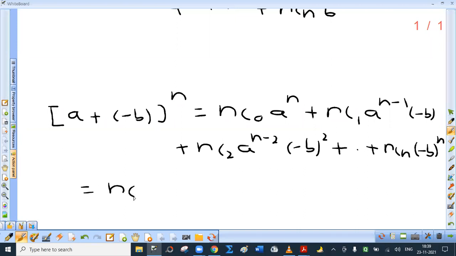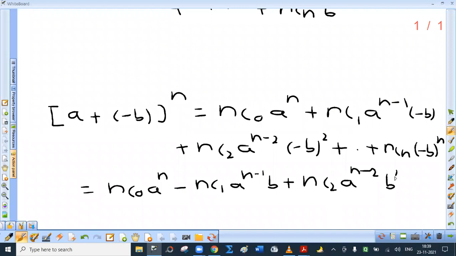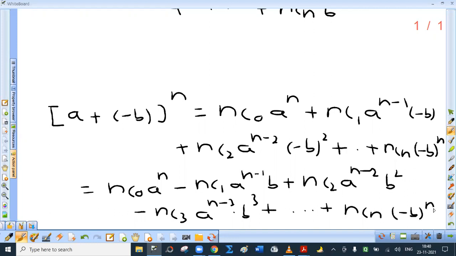Now nC0 a raised to n as it is, into minus b, so the second term becomes negative: nC1 a raised to n minus 1 into b. The third term will be positive, because the square of minus b is again plus b square, so plus nC2 a raised to n minus 2 into b square. Obviously the next term will be negative: nC3 a raised to n minus 3 into b cube, and so on. I cannot decide the sign of the last term because I do not know the value of n, so I'll just write nCn minus b raised to n.